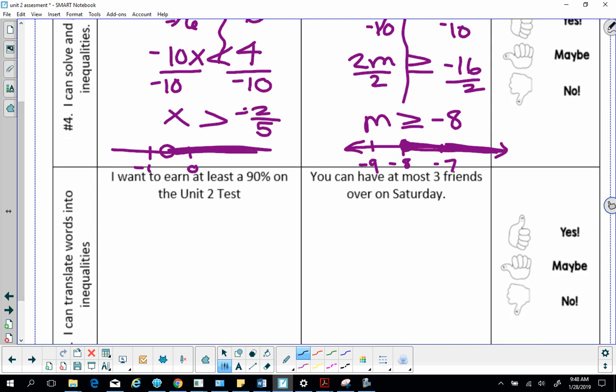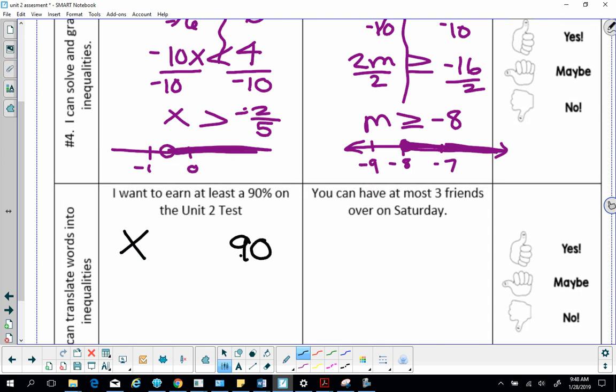Next one, I want to earn at least a 90% on unit 2 test. So here's my test X. Here's my 90%. Now, if I want to earn at least a 90, always think of the extremes. Could I be happy earning a 0? Could I be happy earning 100? Yes, so I want it to be greater than, but if I earned a 90, I would still be happy, right? Because I want at least a 90, so the line's underneath it. So you always think about it, remember the mouthpiece, the bigger one. So my test score needs to be greater than or equal to a 90.